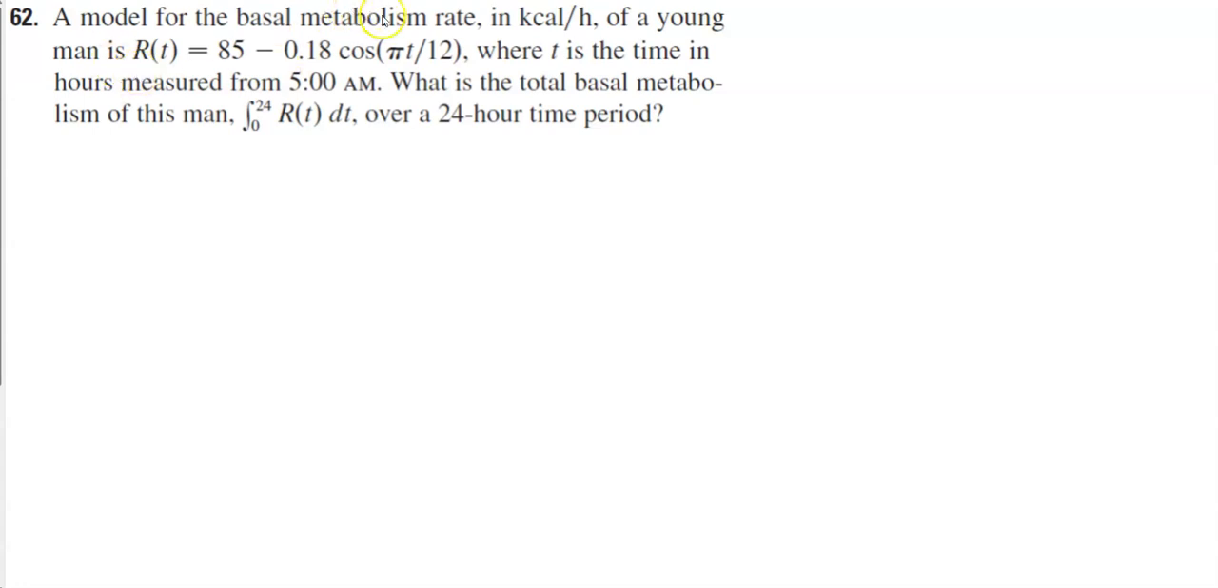A model for the basal metabolism rate in kcals per hour of a young man is R of t equals 85 minus 0.18 cosine of pi t divided by 12, where t is the time in hours measured from 5 a.m. What is the total basal metabolism of this man, the integral from 0 to 24 of R of t dt, over a 24 hour time period?